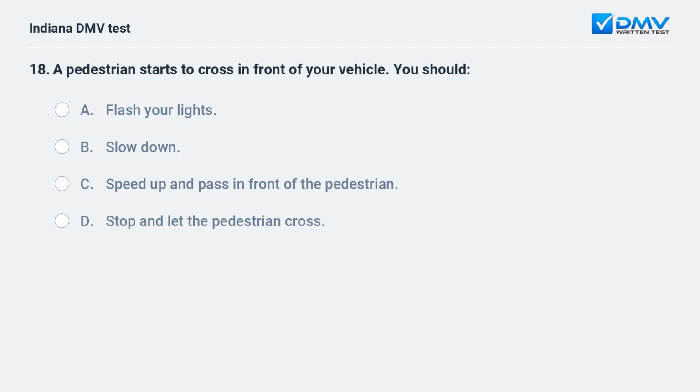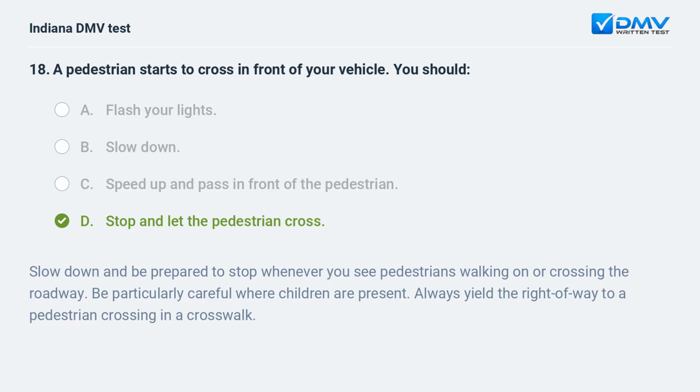A pedestrian starts to cross in front of your vehicle. You should: A. Flash your lights. B. Slow down. C. Speed up and pass in front of the pedestrian. D. Stop and let the pedestrian cross. The answer is D. Stop and let the pedestrian cross.